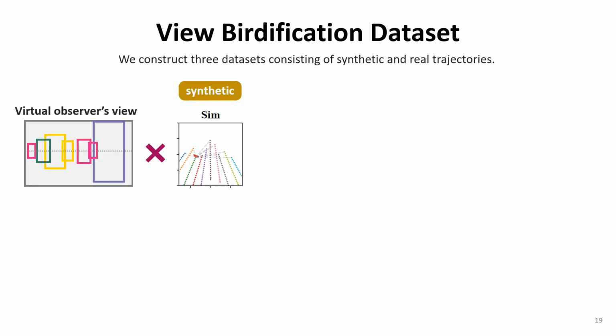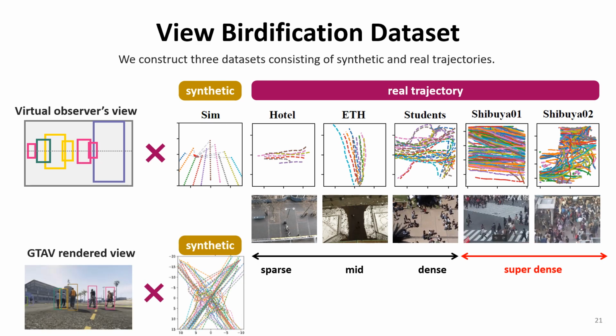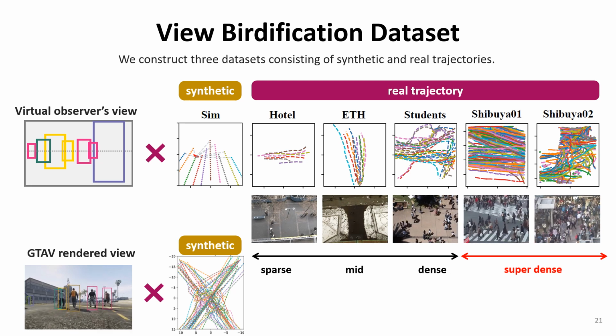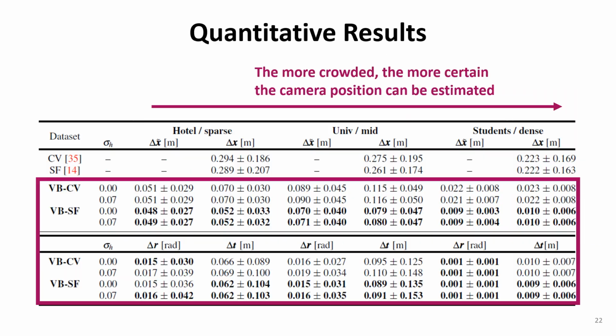We construct 3 datasets to validate our method. The first 2 use simulated pedestrian trajectories computed from a crowd simulator, or real pedestrian trajectories extracted from real crowd videos. The videos render pedestrians as stick figures. For the third dataset, we use a game engine to render photorealistic egocentric videos of simulated pedestrians. Here are quantitative results on the real crowd dataset with synthetic ego views.